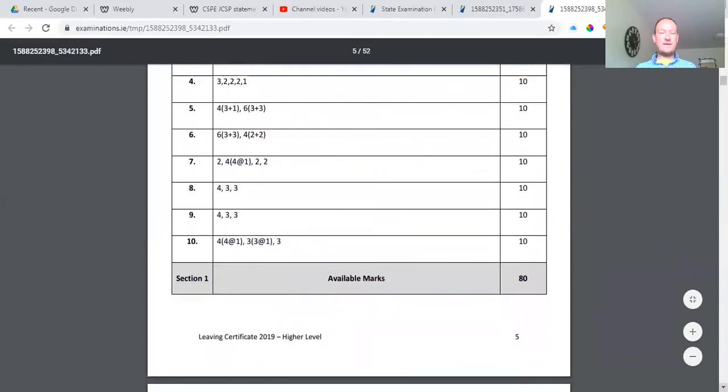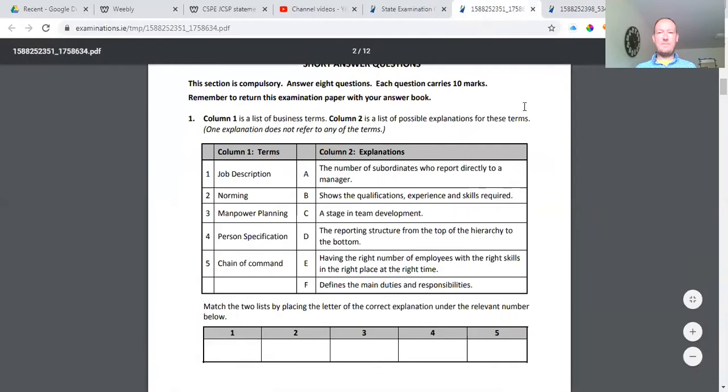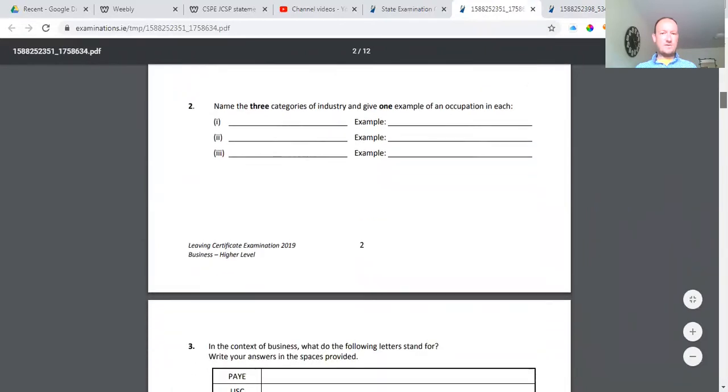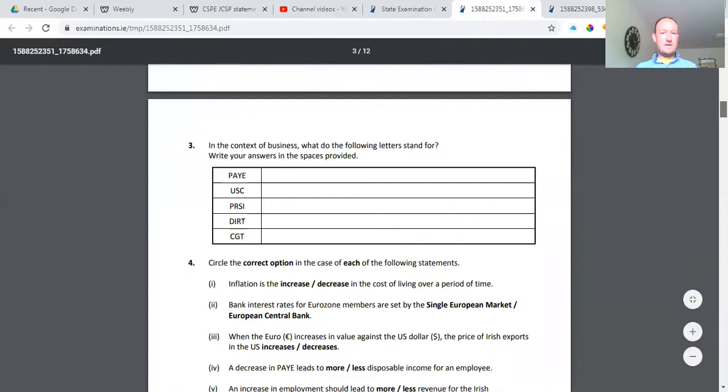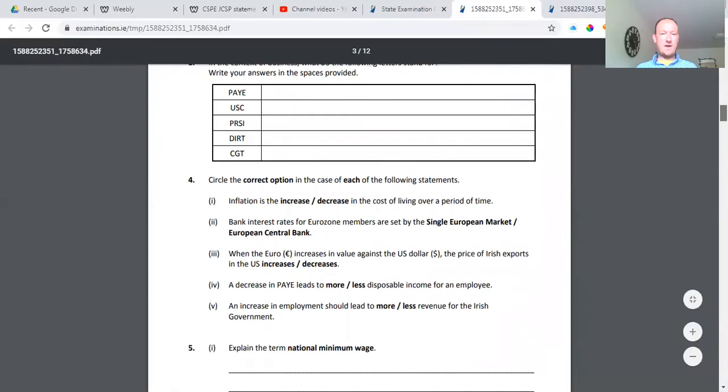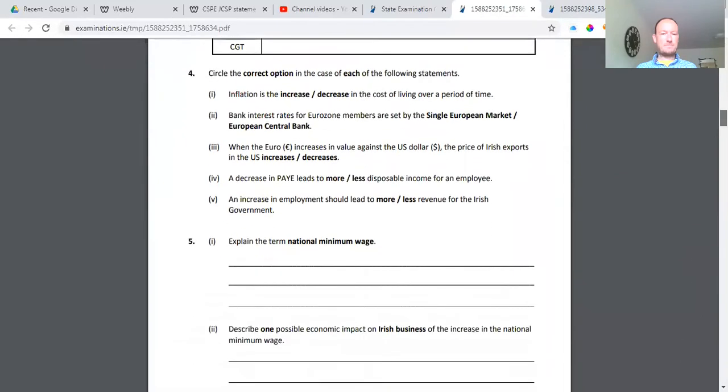Okay, so we'll move back now to the short questions, run through the next section to see if we can be of help there. So name 3 categories of industry, in the concept of business, what do all the abbreviations stand for? Again, some of those come up regularly. You should have a list of your abbreviations, write them out for practice, and know them. Yeah, there's some common ones there.